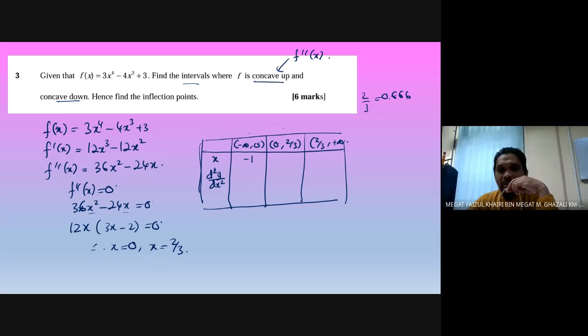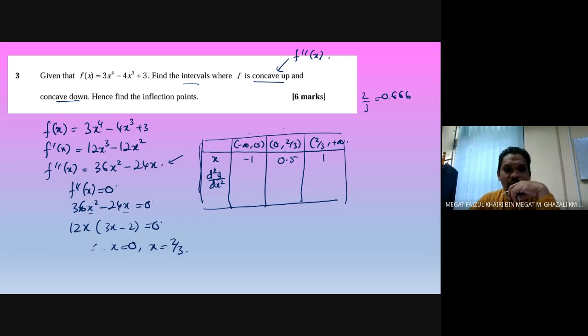0.67. Okay, 0.67. So between this 0 and 0.6, I come up with 0.5. And 2 over 3 to positive infinity, make it easy, make it 1 here. Okay, so now we have x equal to negative 1, 0.5, and 1. Substitute into the second derivative, 36x squared minus 24x, and tell me what the result is for the first, negative 1.